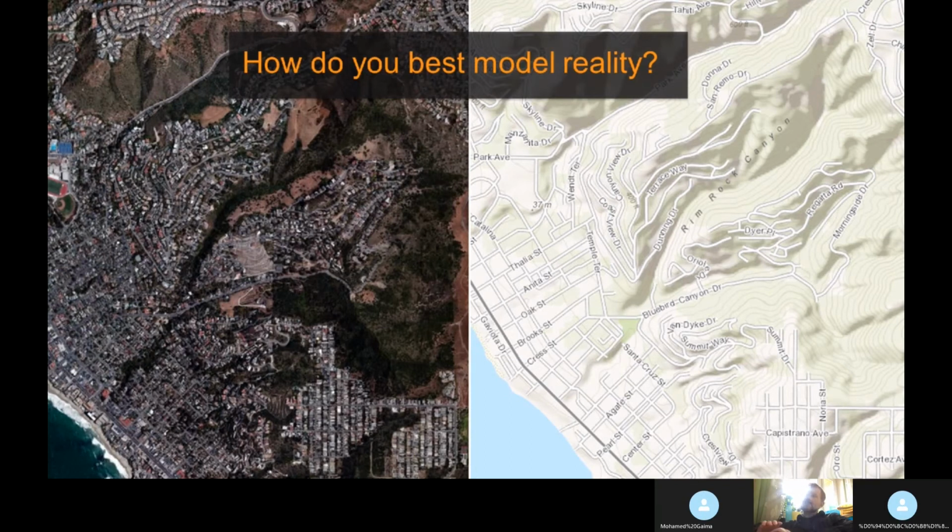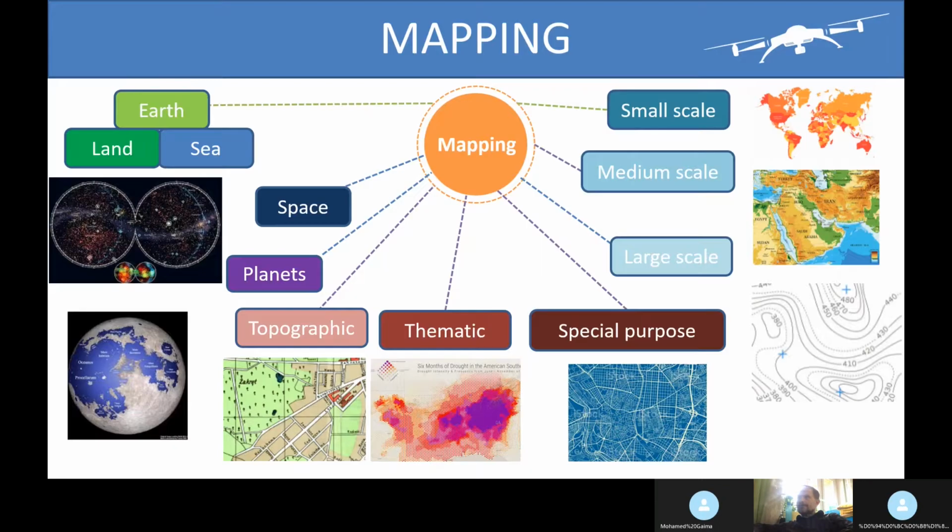So to summarize this, I should mention that we use different kinds of maps for different purposes. Cartography and mapping gives us a huge amount of examples.